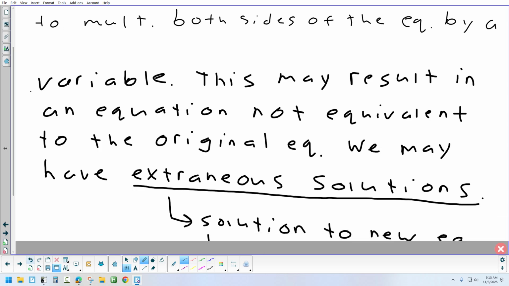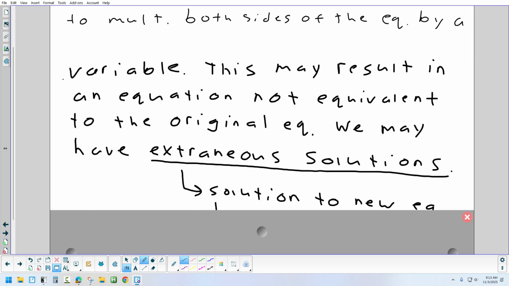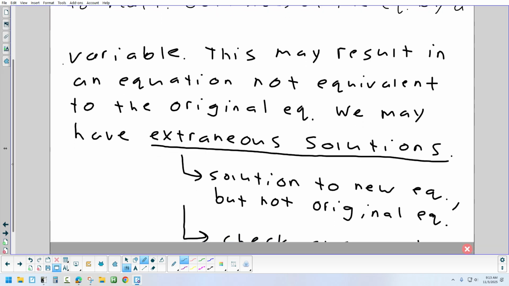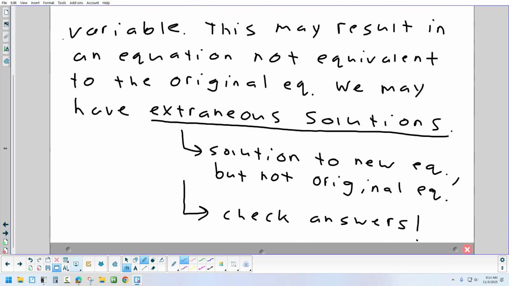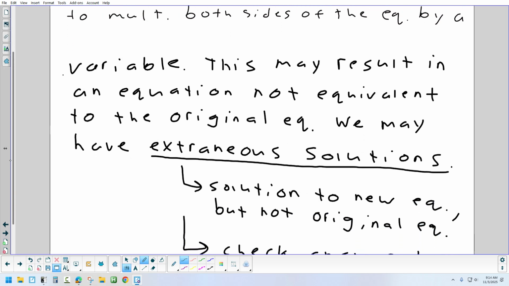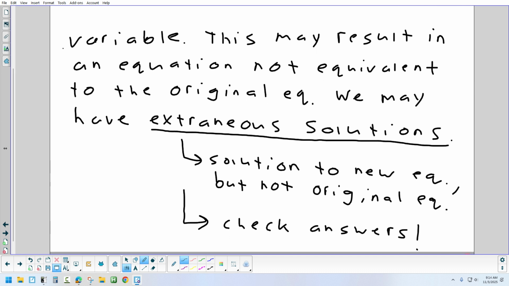The only way that you would know that an answer to a problem is extraneous is if you check it. What's going to happen if it's extraneous when you check it? You're going to plug it back in, and it's probably going to cause you to divide by 0, which we can't do. That's generally how you know you created an extra answer that should not be there. So we just have to check our answers.